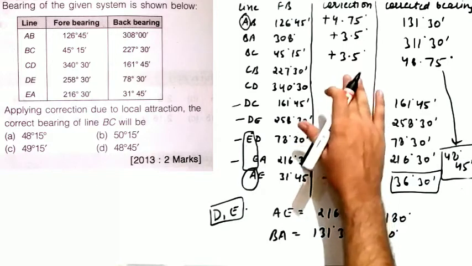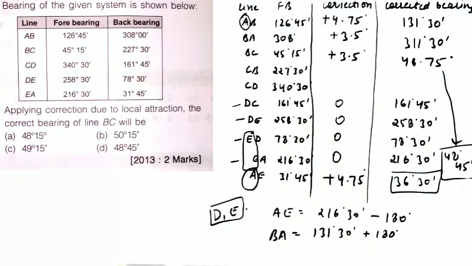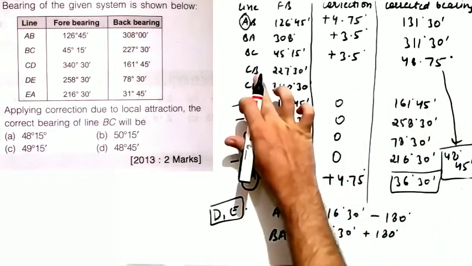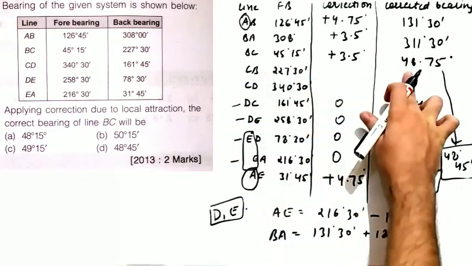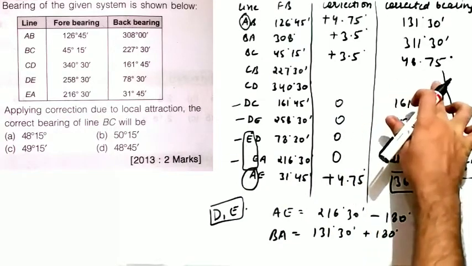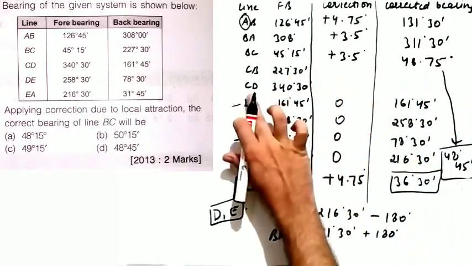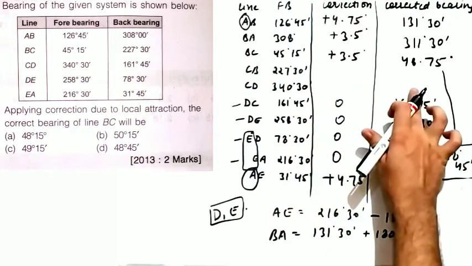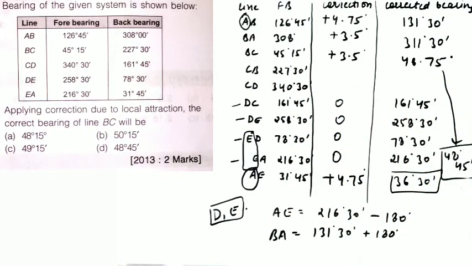You can also solve this further, but you need not, since the bearing asked in the question is of BC. How can you further solve? By getting the correct bearing for CB by adding 180 degree to this. Then you can calculate the correction, apply that correction here as well, and get the correct bearing for CD too. So this is how you solve a complete table for the correct bearing.